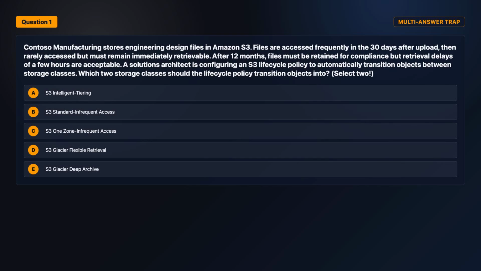Question 1. Pick the complete answer. Contoso Manufacturing stores engineering design files in Amazon S3. Files are accessed frequently in the 30 days after upload, then rarely accessed but must remain immediately retrievable. After 12 months, files must be retained for compliance but retrieval delays of a few hours are acceptable. A solutions architect is configuring an S3 lifecycle policy to automatically transition objects between storage classes. Which two storage classes should the lifecycle policy transition objects into? Select 2. Review the answer choices on screen.